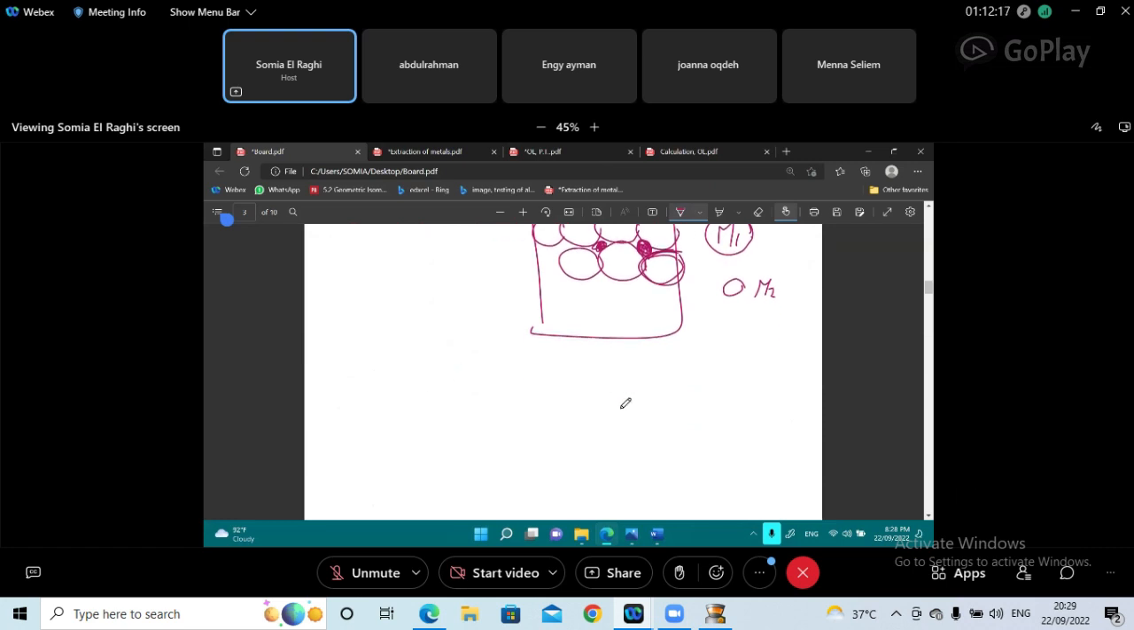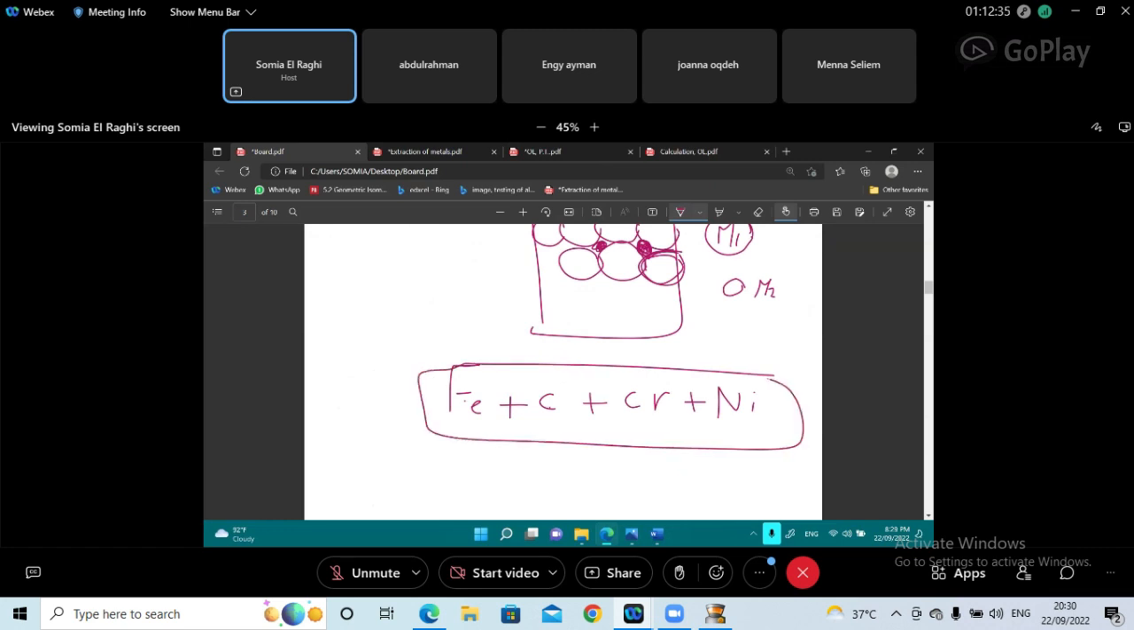How to make it? I have iron, which already has a small percentage of carbon. What do we do? I add two other metals, just memorize them: chromium, Cr, and nickel, Ni. That's it. Or you write down the name of each one. That is in the manufacturing of stainless steel.